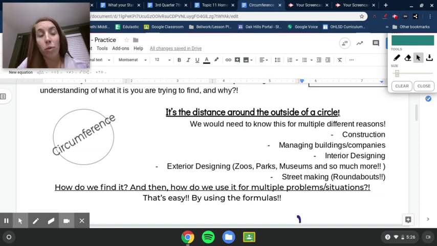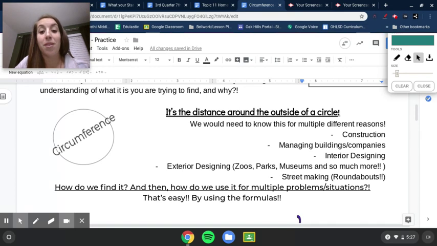Construction workers or people that are managing buildings and companies that are building all of these new things. If you've noticed, the shapes of buildings aren't just your standard prism anymore. Sometimes they have odd shapes, semicircles, circles, triangles, all kinds of stuff. So if you want to be any kind of construction worker or architect, you need to know how to deal with circumference. Also, interior designers, if they're doing any kind of design inside, they have to deal with circumference or circles. Exterior designers, zoos, parks, museums, anything that they want to create.